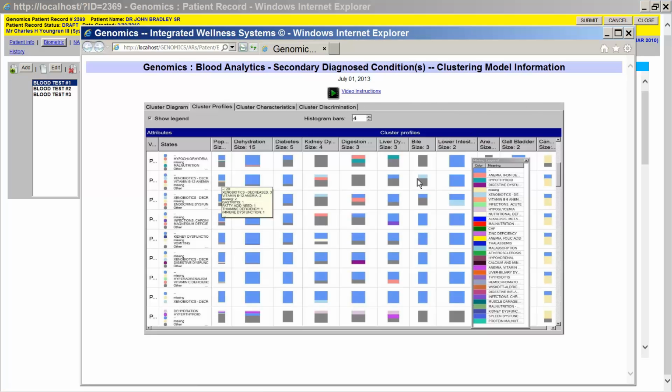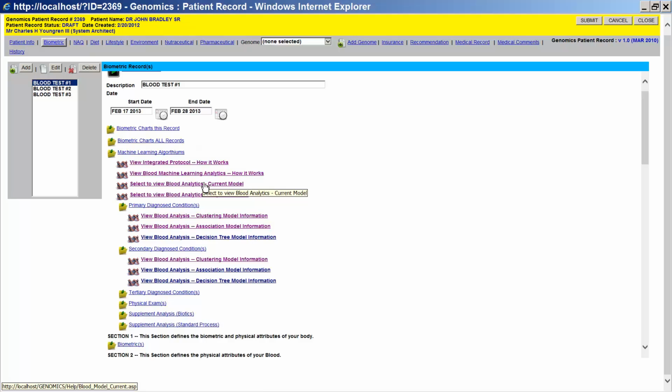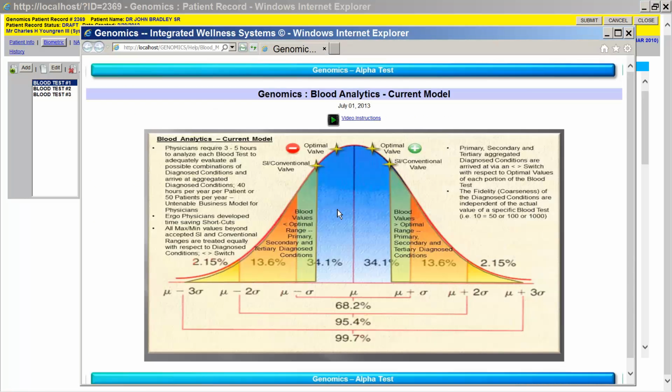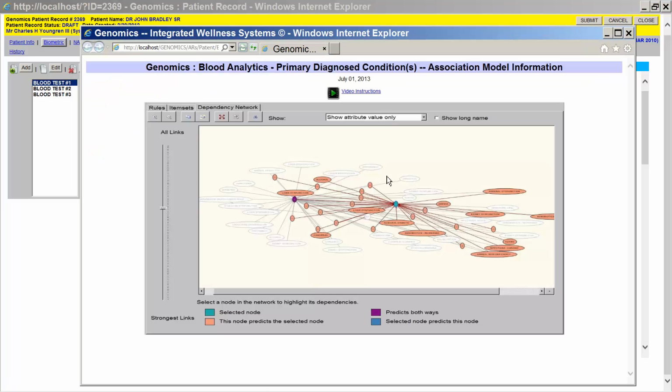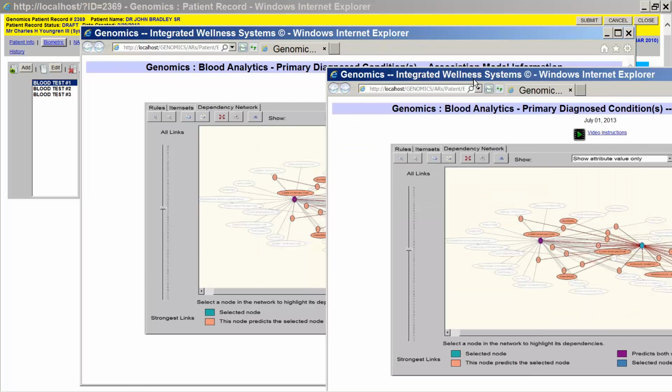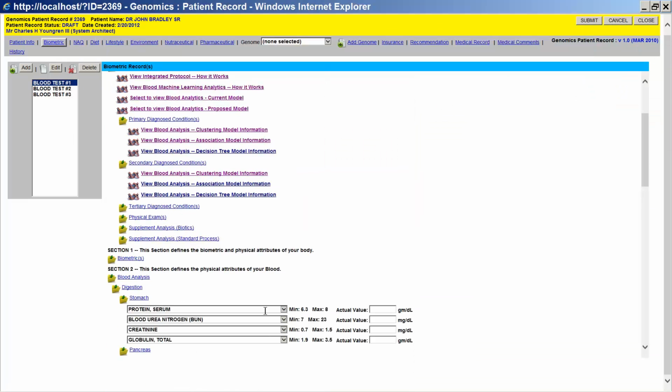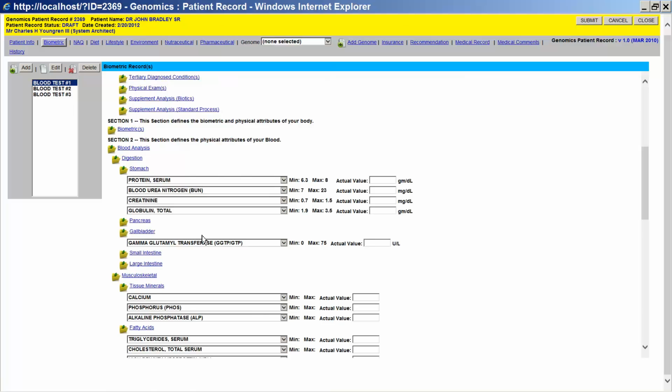This is a histogram, so the physician can go in and examine the information as desired. We also provide association models. That wasn't an association model, but this one is. As you can see, we can look at the primary diagnosed condition and the association of other diagnosed conditions as they relate to the individual's blood tests.